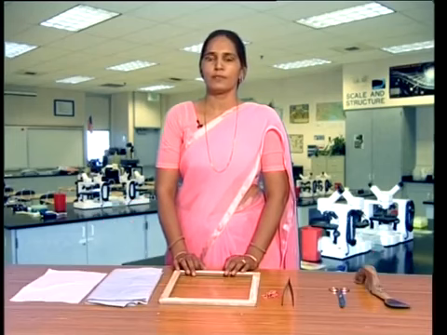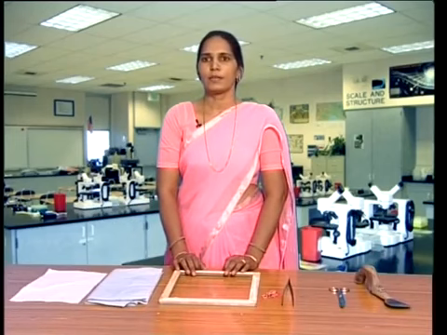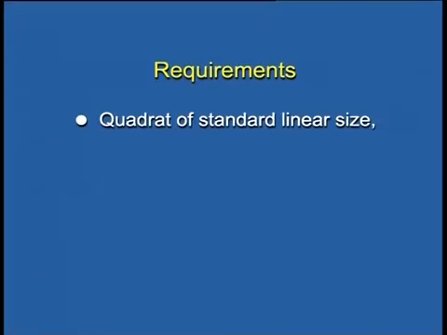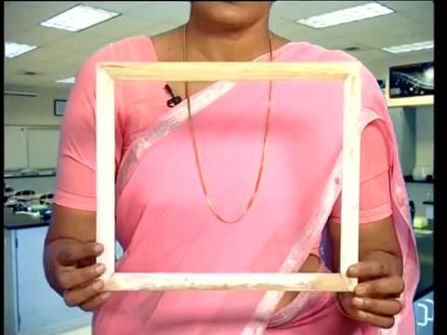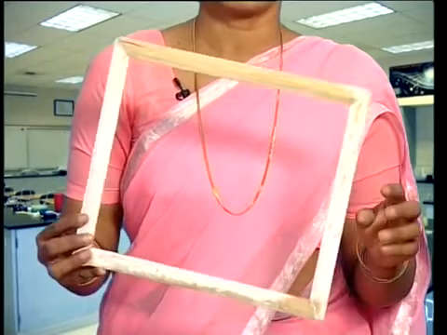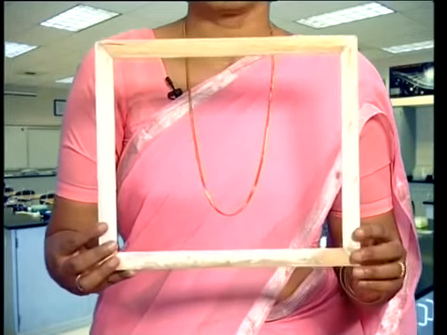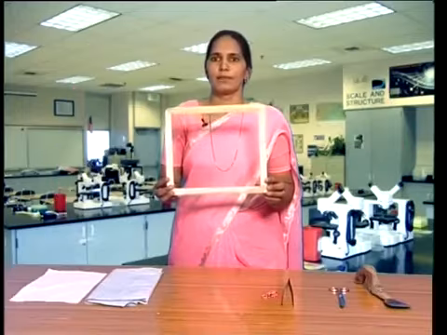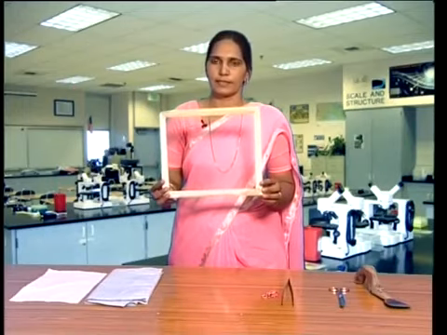So, let us start performing this particular experiment. Students, for the performance of our experiment, we require some specific apparatus. First of all, a quadrate of standard linear size. This is the quadrate which we will use in our experiment. This quadrate is of 1 by 1 size, that is 1 foot in breadth and 1 foot in length.